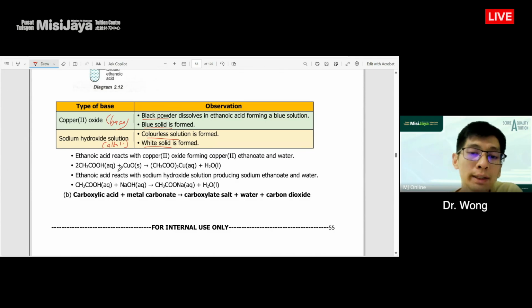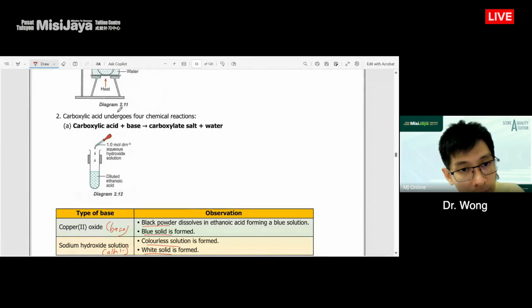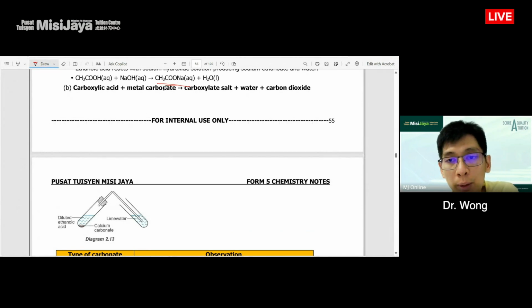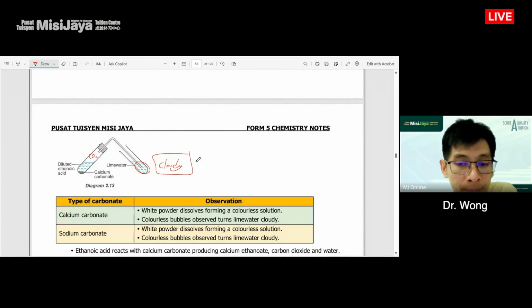Okay, so if you look at the equation, what is going to form? The blue one is copper ethanoate, and then the white salt is actually sodium ethanoate. Okay, so first reaction, what is this reaction? Neutralization. Okay, neutralization. So second, carboxylic acid with metal carbonate, it will release one more thing, which is carbon dioxide. So if you look here, dilute ethanoic acid, you release carbon dioxide, then it will make this water become cloudy, or milky.